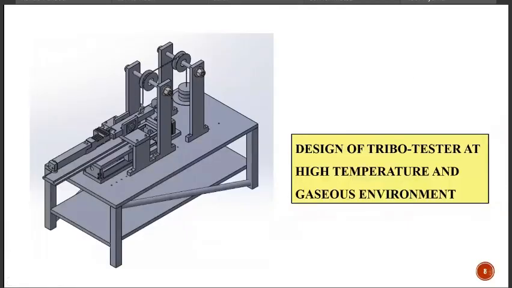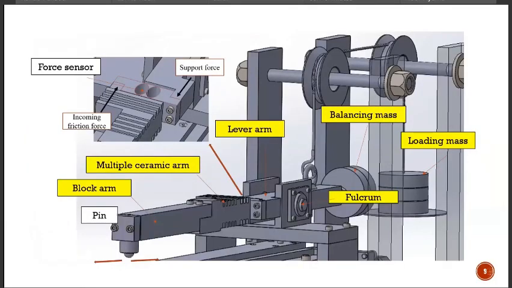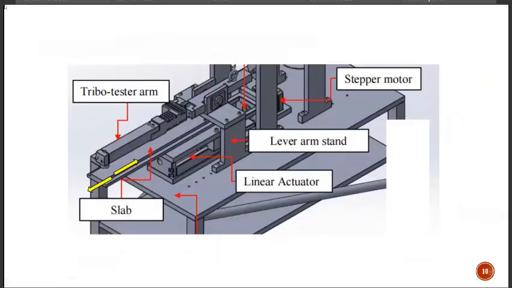This picture shows the reciprocal sliding motion of the tribo tester at high temperature and gaseous environment that had been designed by the previous senior. This is a zoom-in of the tribo tester that had been designed. We are focusing more on this tribo tester arm, the fulcrum, the loading mass and the balancing mass. This will be the tribo tester arm, and this will be the reciprocal sliding motion, as shown by the yellow arrow here.